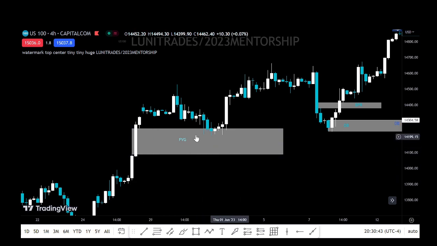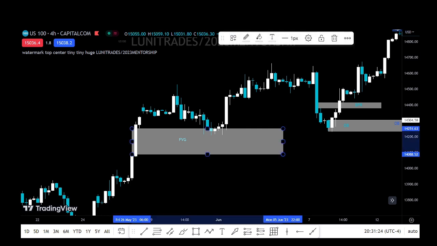Now, if you want to understand how you can get this fair value gap, you just look at 3 consecutive candles. Can you see these 3 consecutive candles? You pick the top wick of the first candle to the bottom wick of the last candle, sorry, that's the third candle. You extend that out using these two.